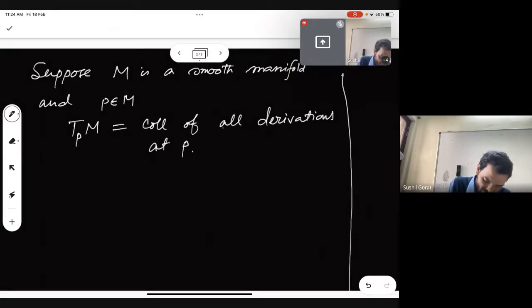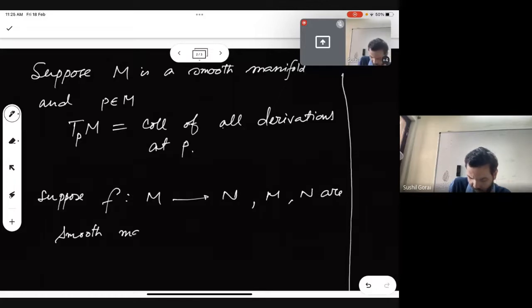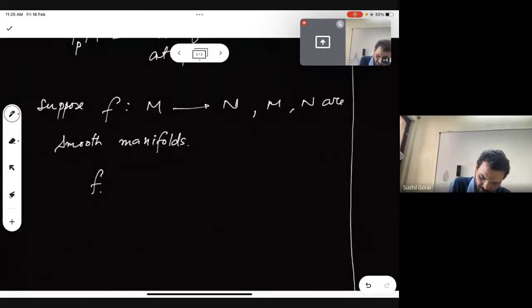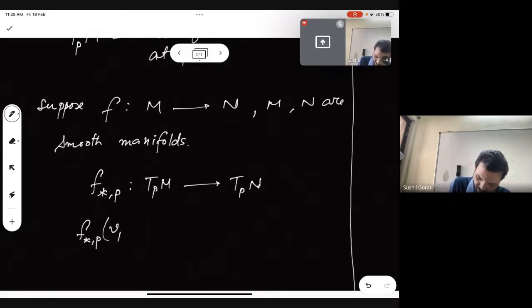All right. And suppose F is a map from M to N, where M, N are smooth manifolds. Then what is this F star p? This is from T_pM to T_F(p)N. And how is it defined? F star p acting on v_p, where v_p is a tangent vector in T_pM.